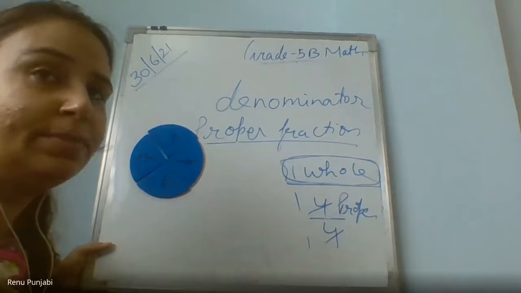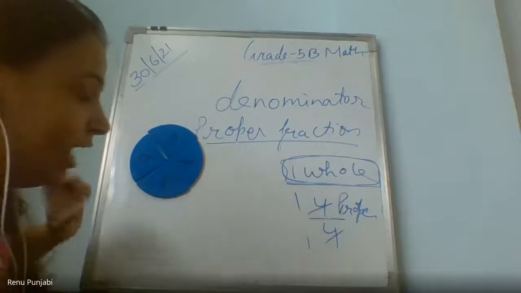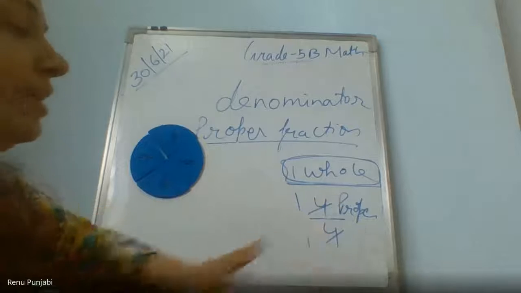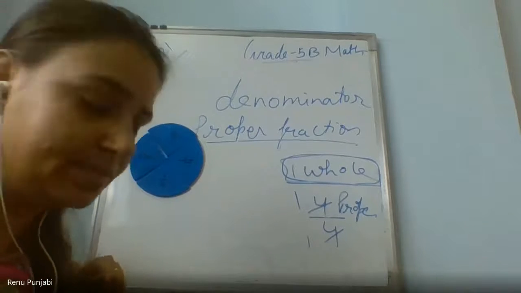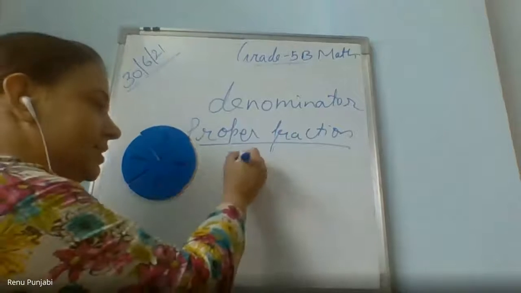This is not the proper fraction. Why? Because the numerator and denominator both are same. It is whole. Yes, Ayush. Ma'am, the whole is an example of improper fraction. Improper, yes.